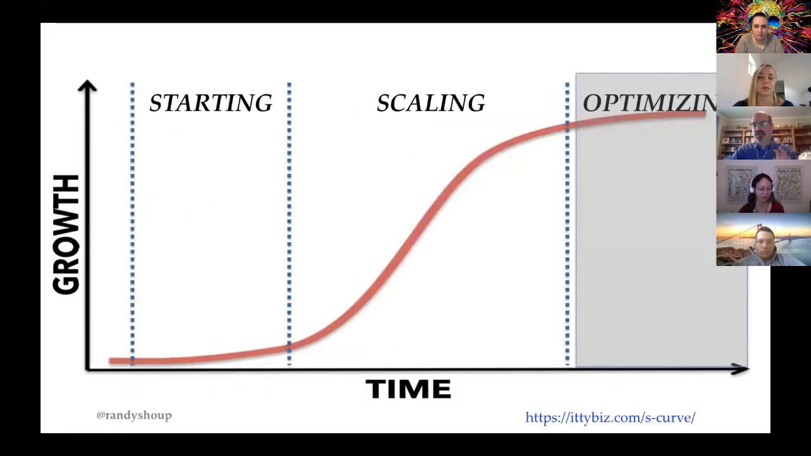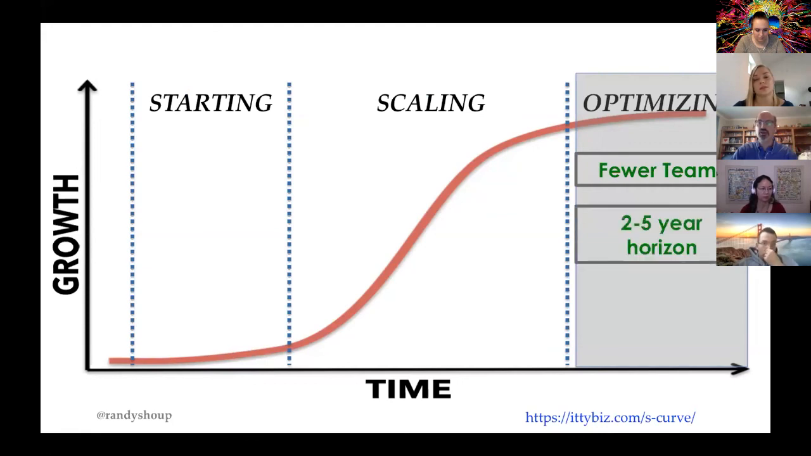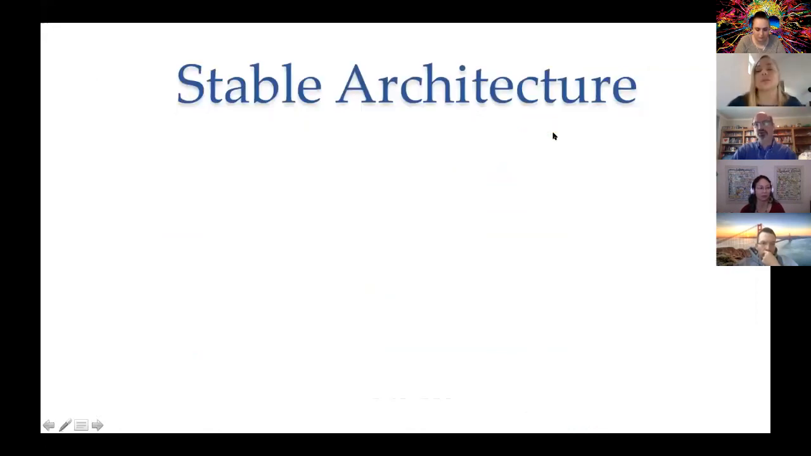So I'm recognizing that we're nearing the end, so I'm going to talk very briefly about this last phase, and then we'll do some questions. The last phase is what I'll call the optimizing phase. This is where the growth has flattened out. Maybe where we used to have a lot of teams, we're starting to think about being more efficient and having fewer teams managing the situation. We probably, though, have a longer time horizon. It seems likely that maybe we'll be around for more than 12 months, maybe 2 years or 5 years or something like that. So what does the architecture look like at this phase?